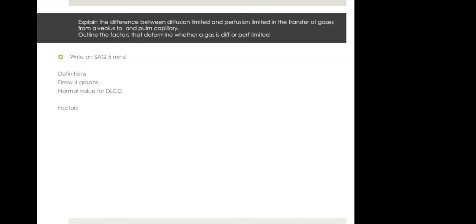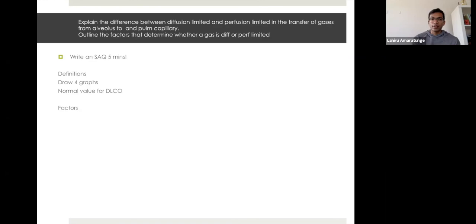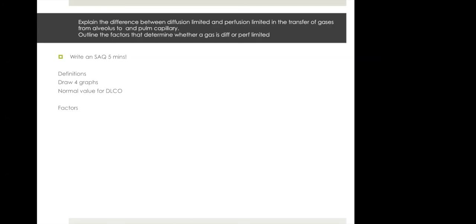So it's more a factor of the gas properties as opposed to blood flow. That's right. So it's not perfusion limitation, which is transfer of gas based on blood flow. Diffusion limitation is independent of blood flow, but is dependent on the property of the gas and something else, and the barrier between the blood in the capillary and the alveolus, the diffusion barrier. So great.